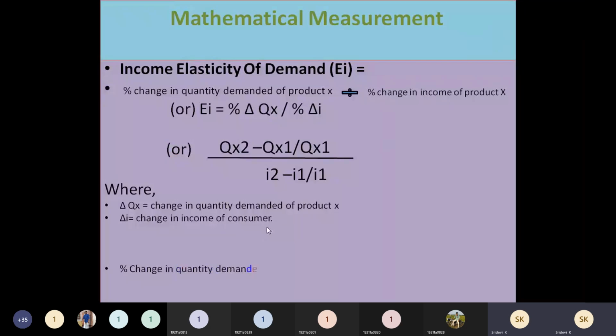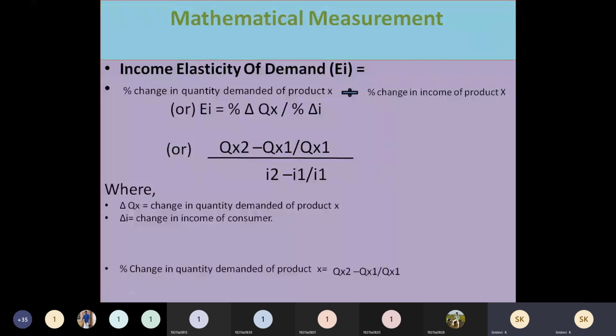Why are we replacing this? Because percentage change in quantity demanded can be calculated by using Qx2 minus Qx1 divided by Qx1. So we have replaced this in the place of percentage change in QX. And for percentage change in I, we can represent it as I2 minus I1 divided by I1. So we have replaced this in the place of percentage change in I. Like this, in short, you can also convert it.